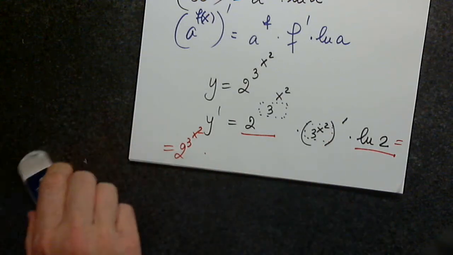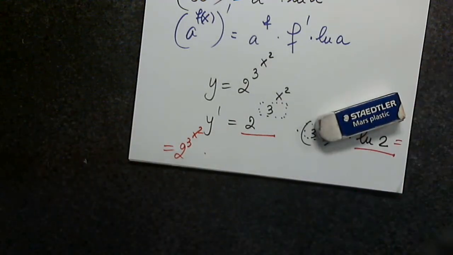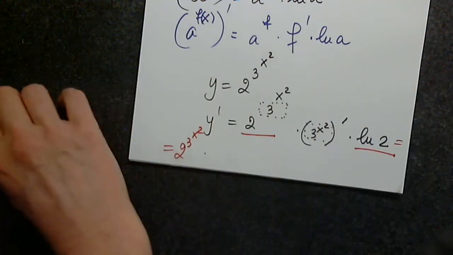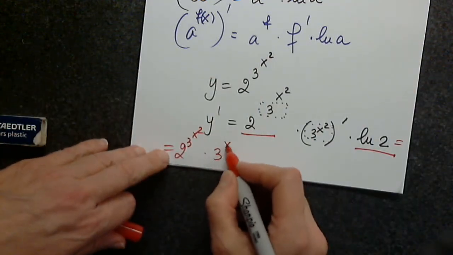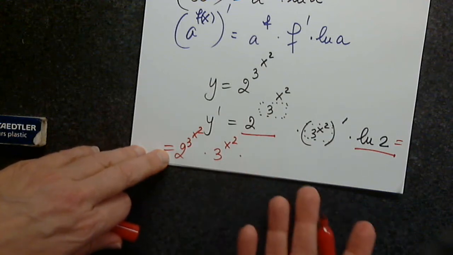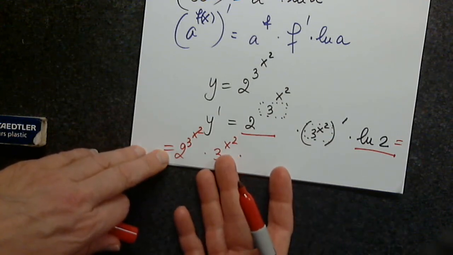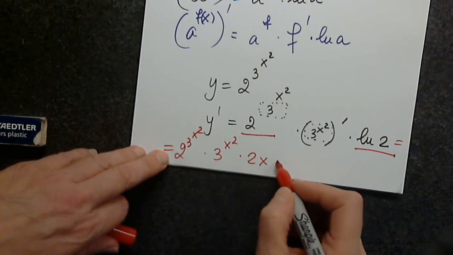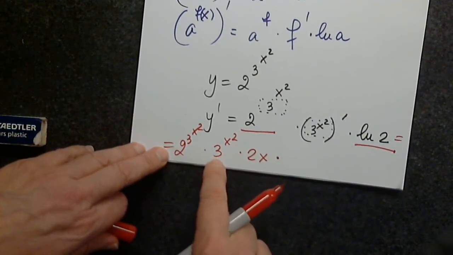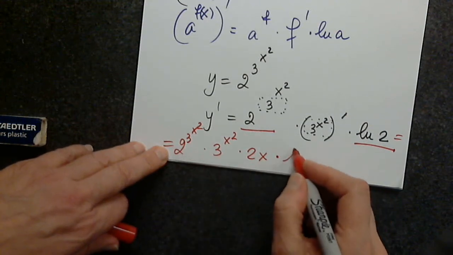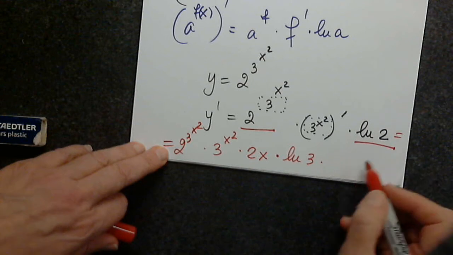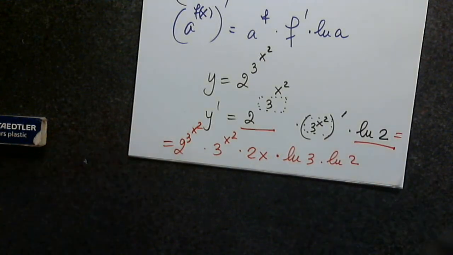So again, I have the same formula. I'm differentiating 3 to a power. So when I differentiate that, I have 3 to that power. Now I'm almost done. It's times the inner function prime, which is 2x, but I cannot forget that this was not e. So I have to multiply by natural log 3, and of course I have to copy what I had before, natural log 2.